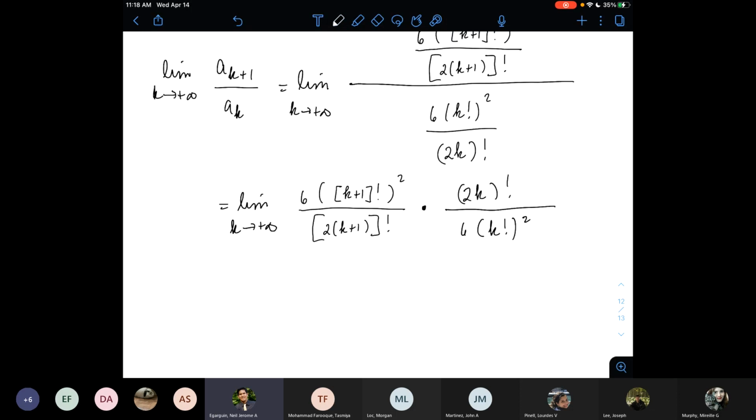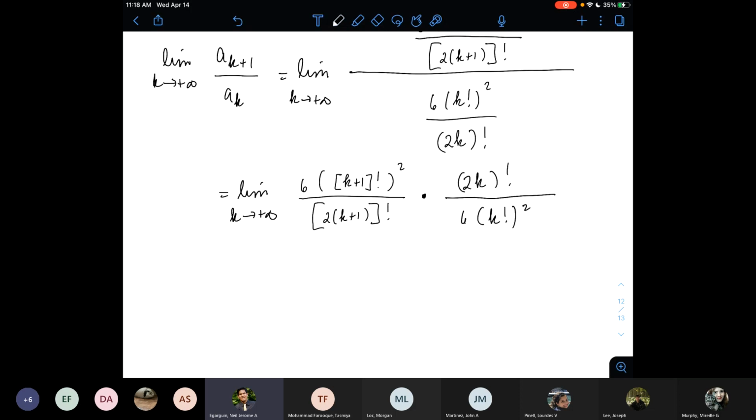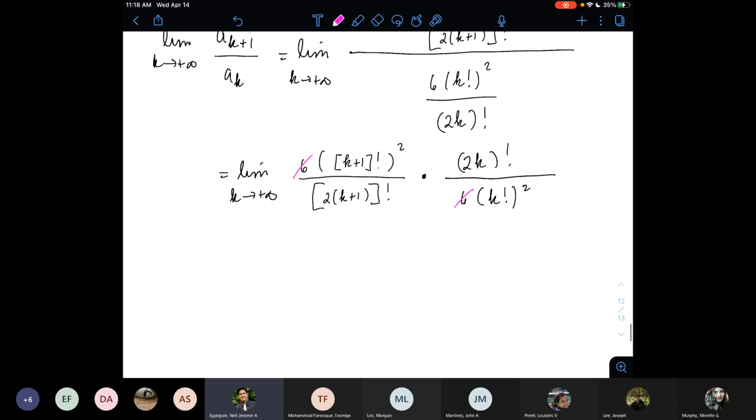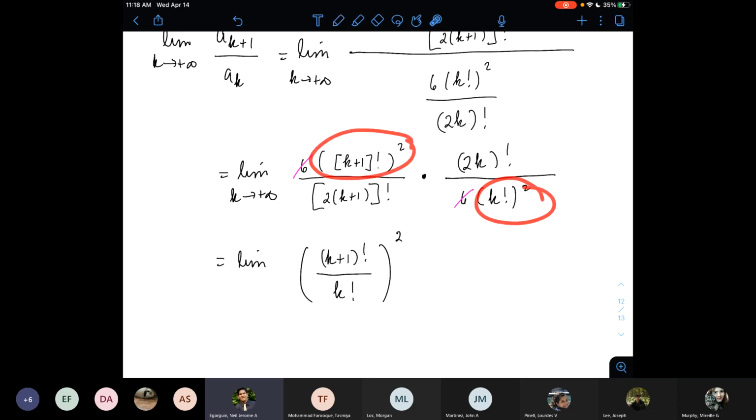All right. Now I will rearrange some of the terms here, but before that, maybe I can cancel the 6 already, just to get rid of that constant. And then I'll play with this guy and this guy. They are both inside squares, right? They both have the exponent 2. So I can write them inside a big square. So I'll have k plus 1 factorial on top and k factorial at the bottom, right? So that takes care of this and this guy.